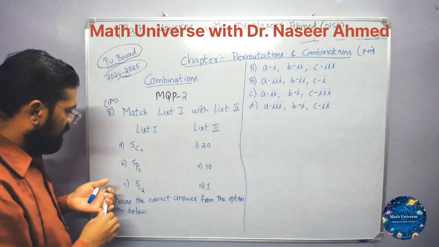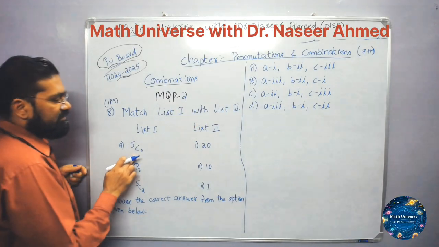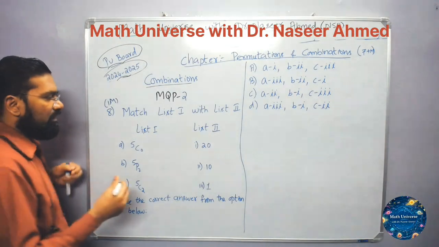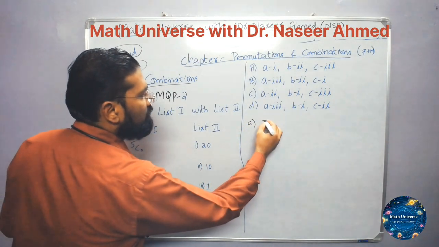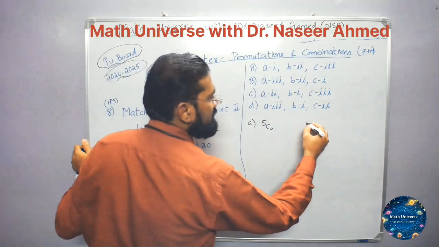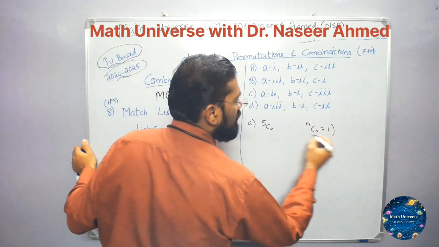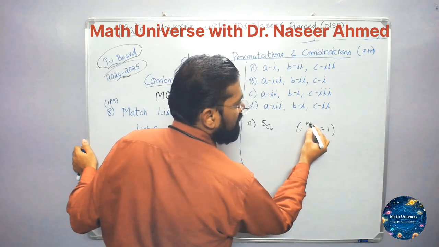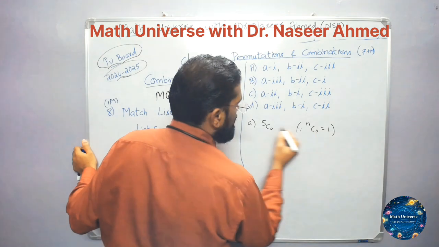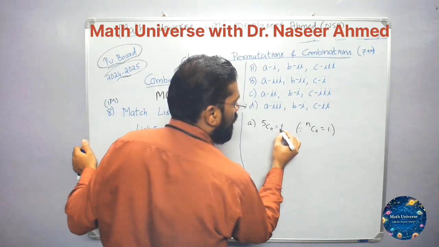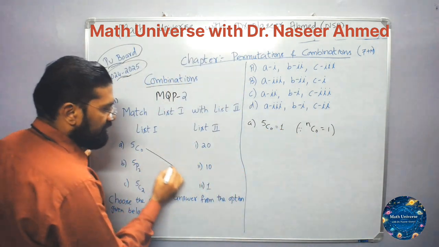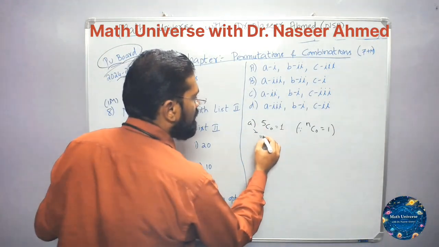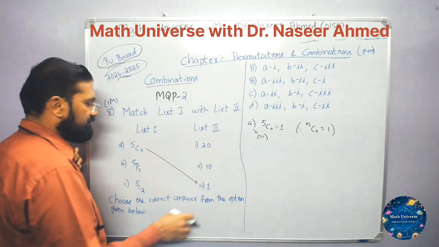Now, one by one, we have to compute. See, coming to this, we already know from the result what comes for the first one, 5C0. We have already proved it. NC0 is always 1. Whenever R is 0, irrespective of whatever n is here, it's always 1. So here it is 0, so the value is 1. So this is matching with the third. Okay, so A is matching with the third sub problem.